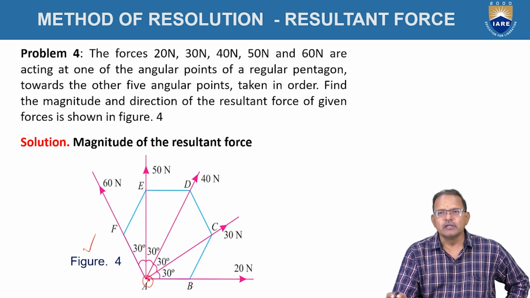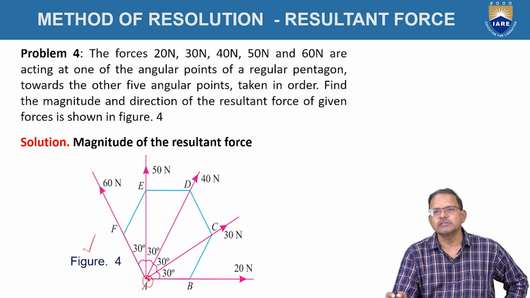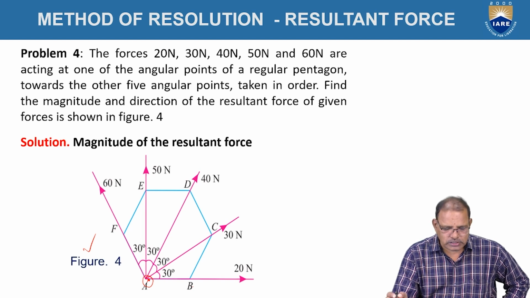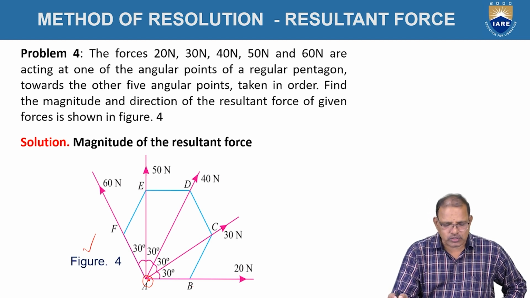All are acting at a point A and passing through points B, C, D, E, F as shown in the figure now. The first force, 20 newtons, is represented along the edge AB, and 30 newtons along AC, and similarly AD is equal to 40 newtons, AE is equal to 50 newtons, and AF is equal to 60 newtons as shown in the figure. The inclinations of the forces with respect to the horizontal line are 0 degrees, 30 degrees, 60 degrees, 90 degrees, and 120 degrees as shown in the figure.